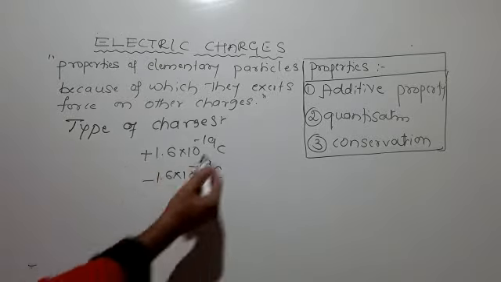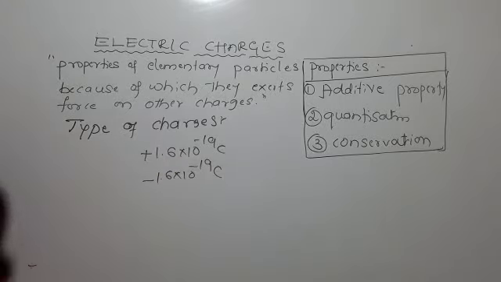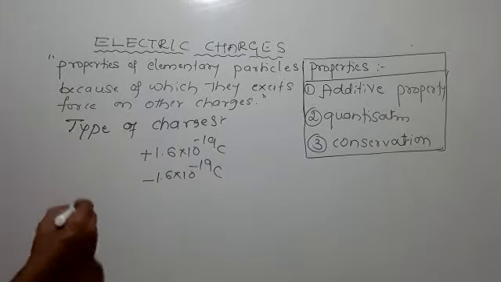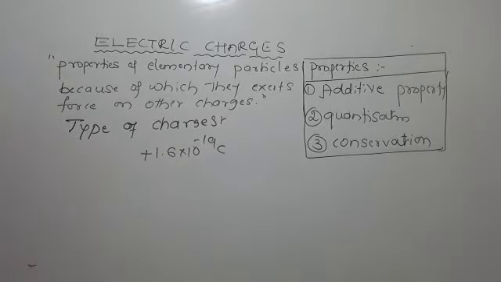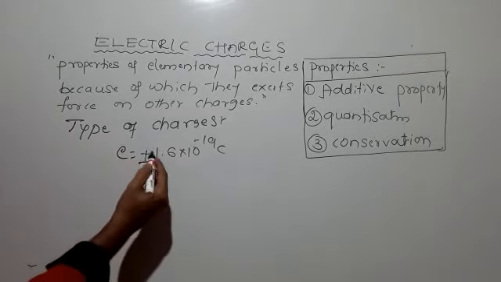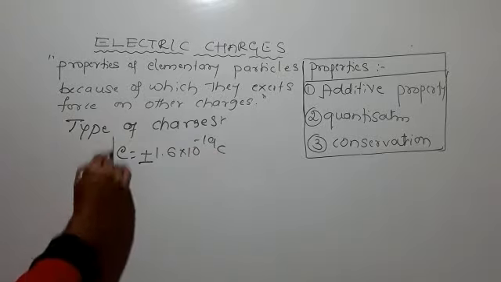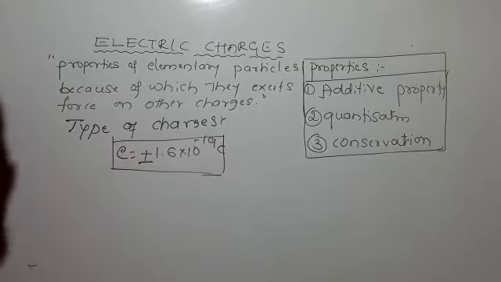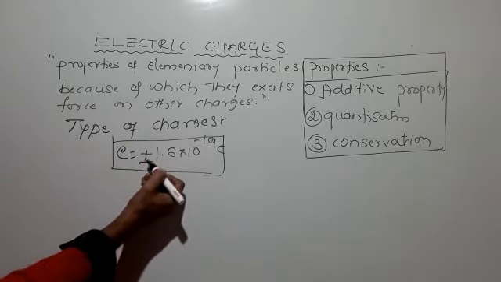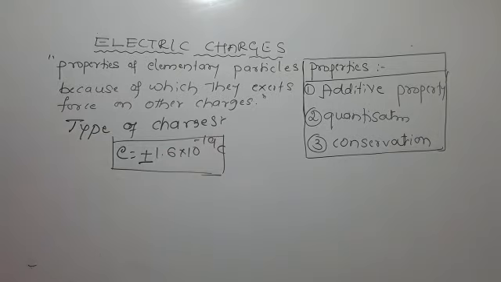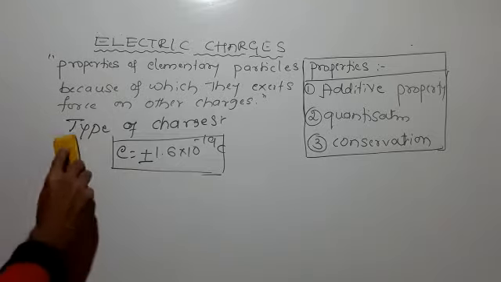So this quantity, plus or minus 1.6 into 10 raised to minus 19 coulomb, is called electronic charge. Electronic charge, represented by e, is always equal to plus or minus 1.6 into 10 raised to minus 19 coulomb. This quantity is taken as electronic charge. You should remember this one: electronic charge e is equal to plus or minus 1.6 into 10 raised to minus 19 coulomb. So this is the definition of electric charge and its types.